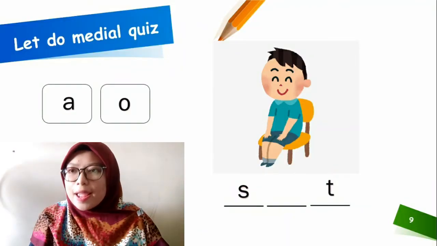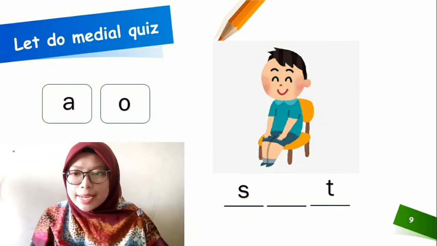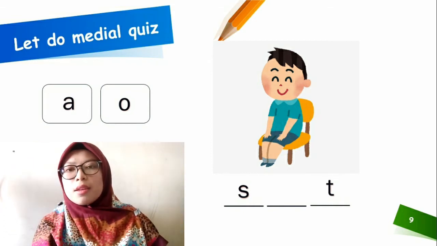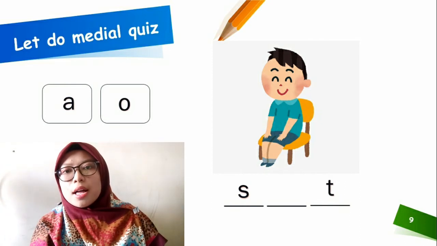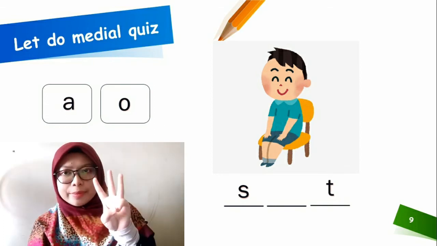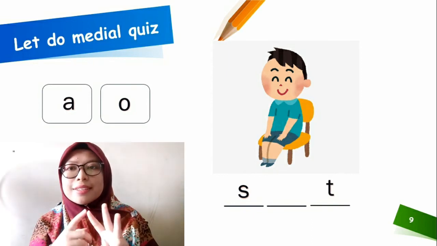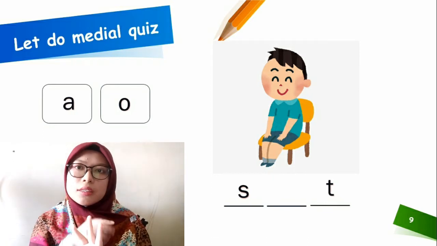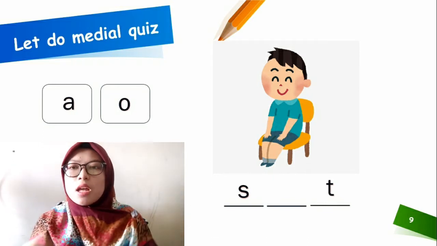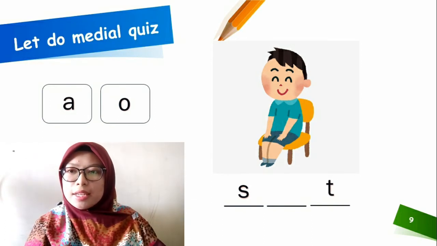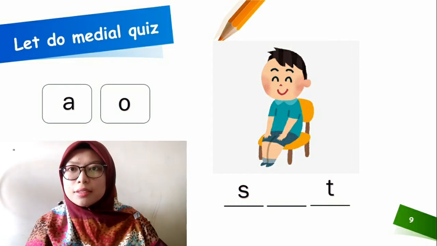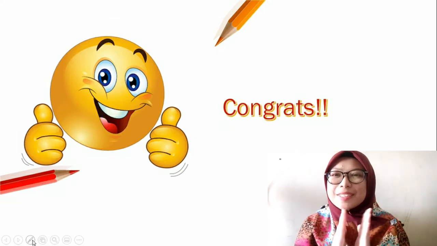Okay, next quiz. Click the correct letter to complete each sentence. In the picture, you see a child who is sad. Sad. Remember the three finger rule. Sad: s, a, d. Which one is the answer? Is it o or a? If the answer is a, click a. If the answer is o, click o. The answer is a. Congrats.